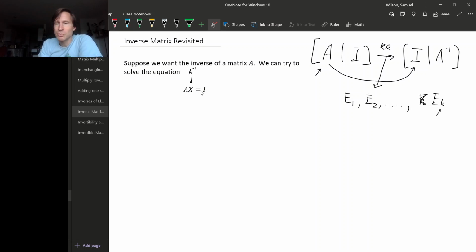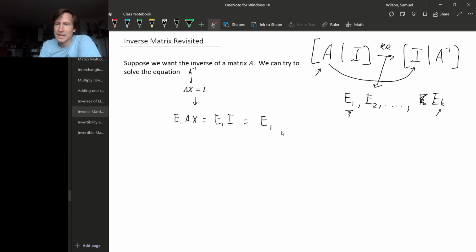So in this equation, we can multiply on the left-hand side of both sides of this equation with our first elementary matrix. That really is the matrix form of doing the row operation, multiplying on the left by your elementary matrix. So that gives us E sub 1 times A times X equals E sub 1 times the identity, but E sub 1 times the identity is just E sub 1.